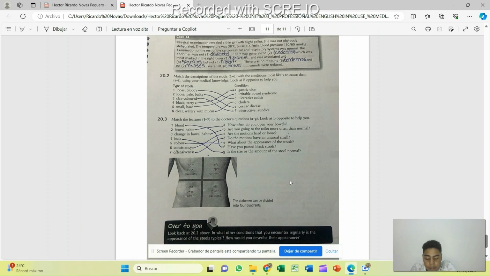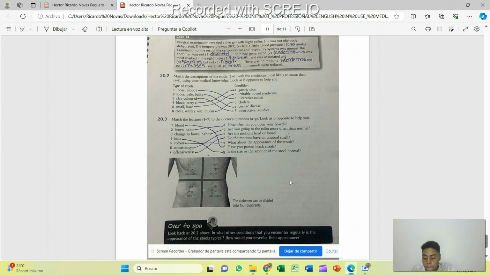20.3. Match the features to the doctor's question. 1. Blood: F, have you passed black stools? 2. Bowel habit: A, how often do you open your bowels? 3. Change in bowel habit: B, are you going to the toilet more often than normal?